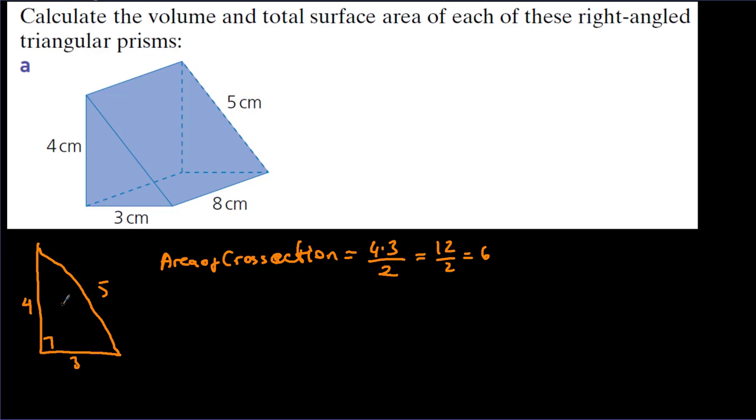So if the area is equal to 6, then the volume is equal to the area of the cross section times the height or length, which is 6 times 8 here. That's equal to 48 centimeter cube. It has to be cubed, because we are calculating the volume using the cube form.